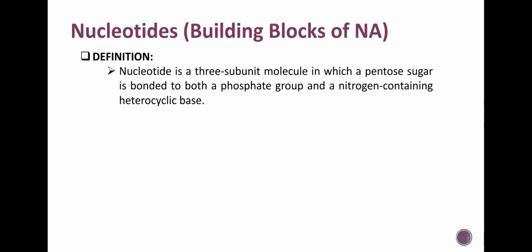A nucleotide is a 3-subunit molecule in which a pentose sugar is bonded to both a phosphate group and a nitrogen-containing heterocyclic base. With a 3-subunit structure, nucleotides are more complex monomers than the monosaccharide of polysaccharides and the amino acid of proteins.